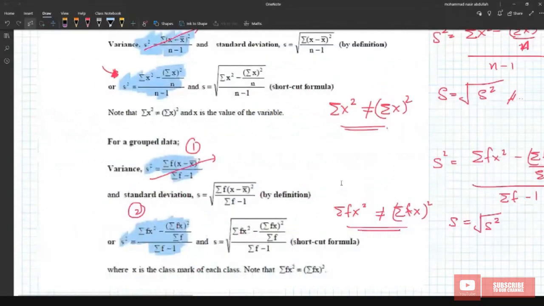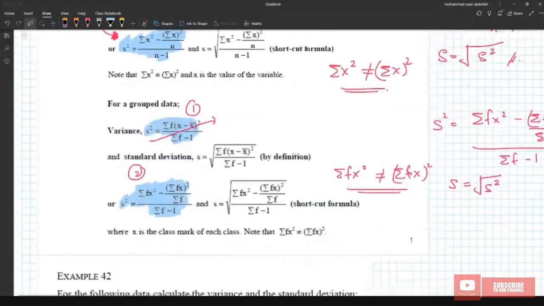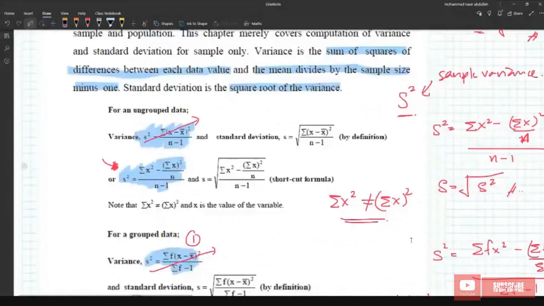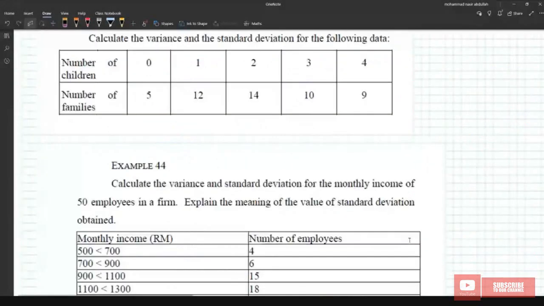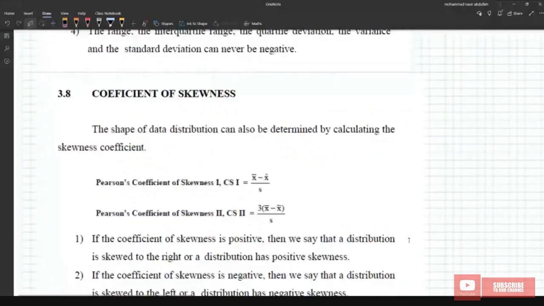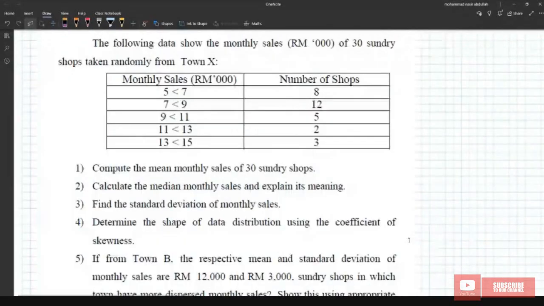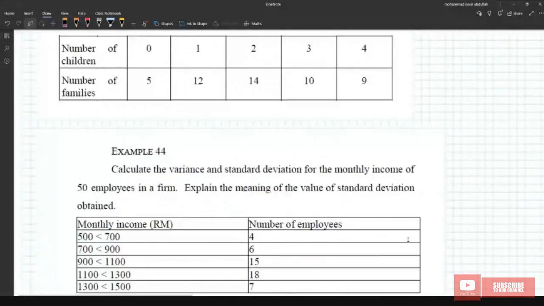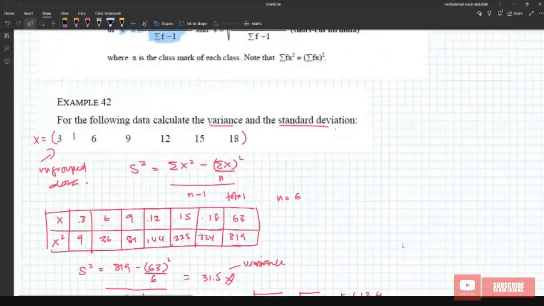So we will continue tomorrow, right? Because we have already learned for 1 hour and 45 minutes. I think that's enough, right? We shall continue tomorrow. Tomorrow we will continue on variance and standard deviation for grouped data, and then we will learn the coefficient of variation, and the last one is the coefficient of skewness, right? So there are a lot more to understand. I will teach you how to use the calculator to find variance, sample variance and sample standard deviation, right?